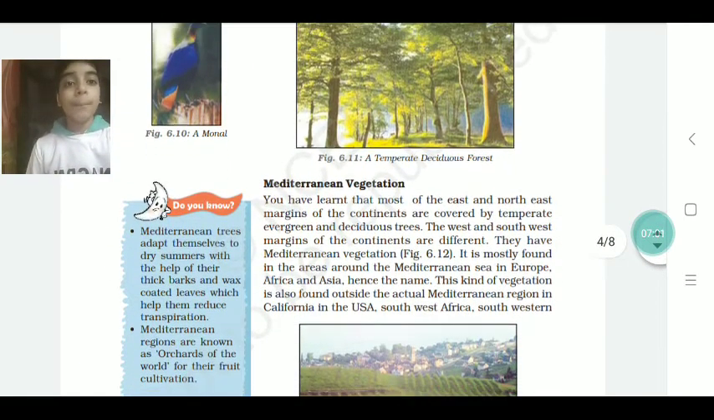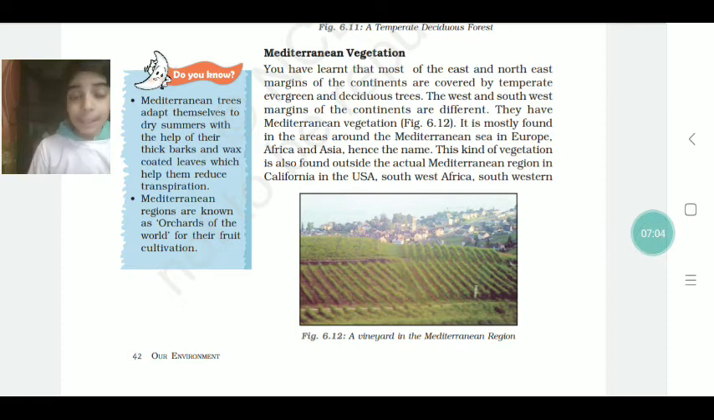to the next topic, Mediterranean vegetation. But let's firstly read. Do you know Mediterranean trees adapt themselves to dry summer with the help of their thick barks and wax coated leaves, which help to reduce transpiration? We have discussed transpiration in the previous class, and now we know that Mediterranean trees have thick barks and waxy coated leaves to reduce the transpiration. Everyone knows transpiration, yeah? Okay.